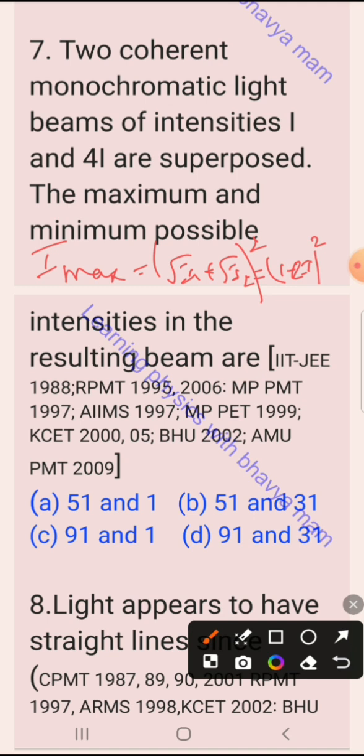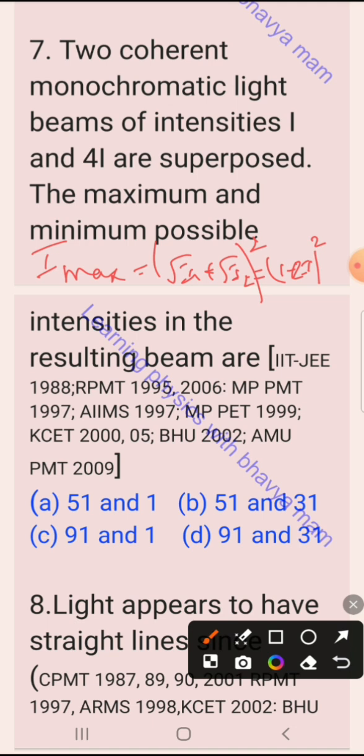But we can't judge just by checking maximum, right? Because in option C there is one small mistake, that every option is having 1, but it should be I. It's 5I and I, 5I and 3I. C is for 9I and I, 9I and 3I. So first one we got it as 9I, but option C and option D both are having 9I. That's why we need to check minimum also.